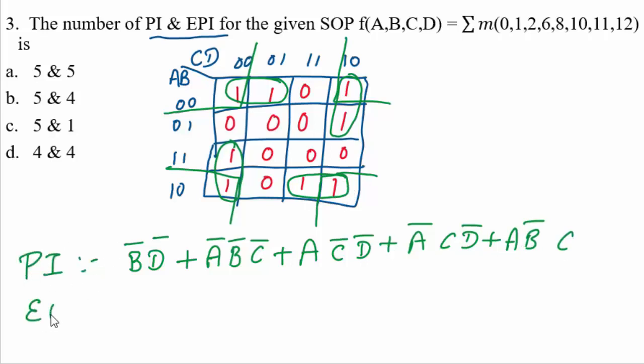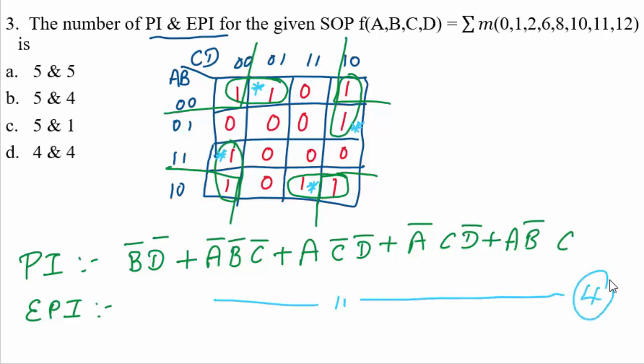So next, I have to find the essential prime implicants, that is, the group which is not covered more than once. So this grouping is an essential prime implicant, this grouping is an essential prime implicant, this grouping is an essential prime implicant, this grouping is an essential prime implicant. So there are 4 essential prime implicants and 5 prime implicants.